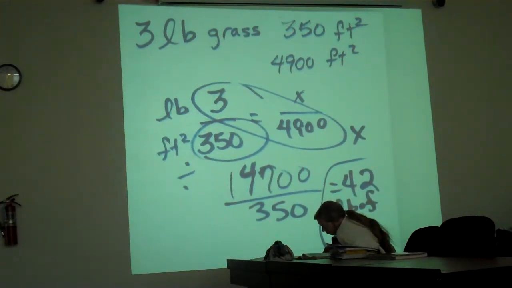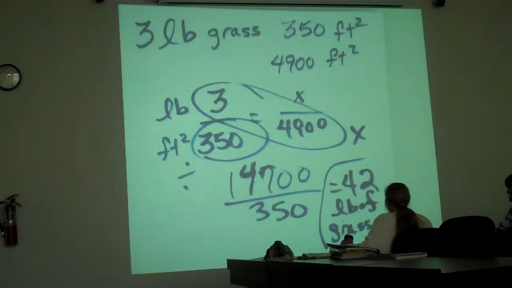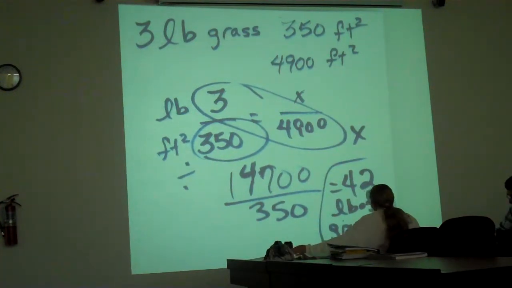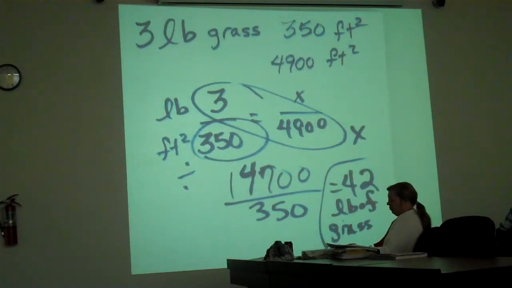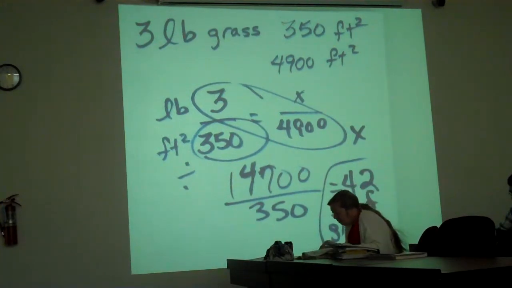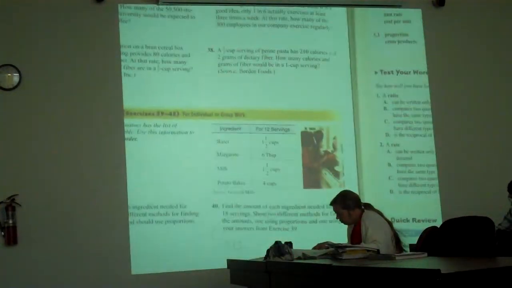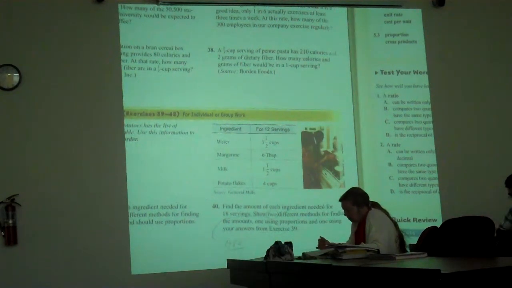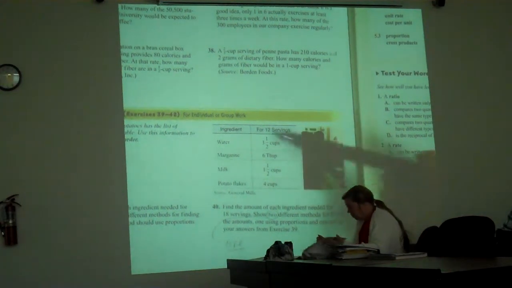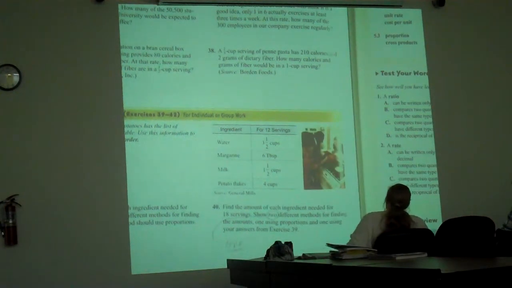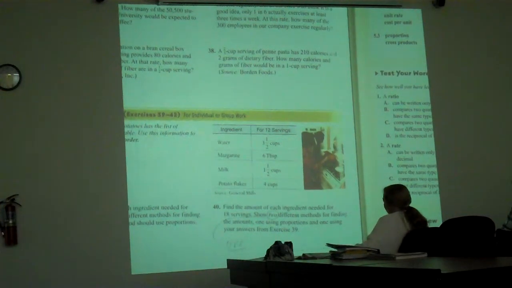So on number 40, it tells you to show 2 different methods for finding the amounts. You don't need to do the decimal and the fraction. It gives you fractions in the recipe, so you could just do one way. Just do the fraction way. You don't need to do both of them. Just one way is fine. So on number 40, you just have to do one way.